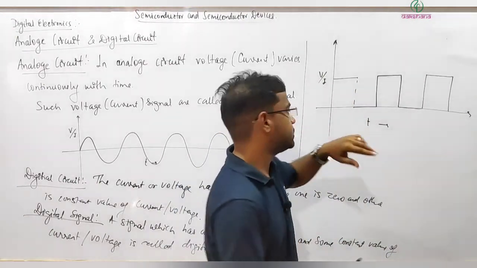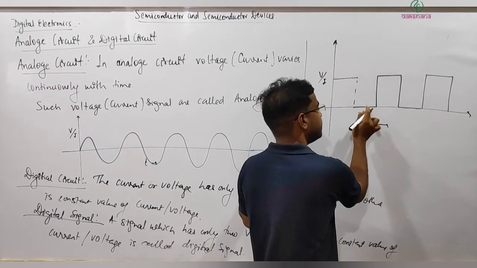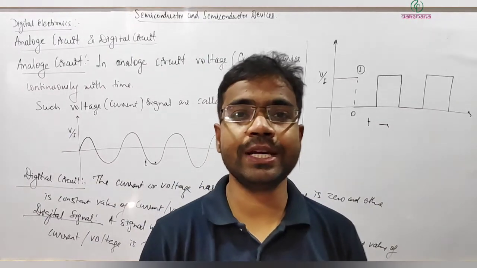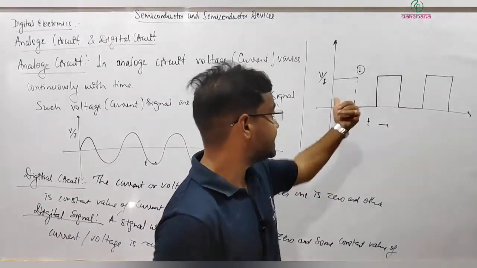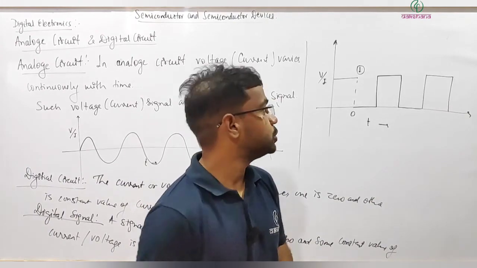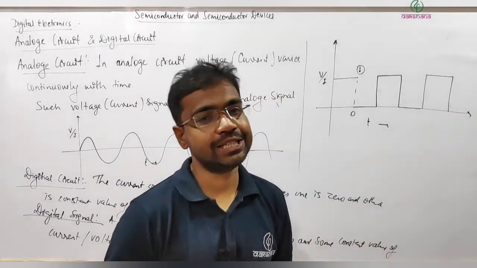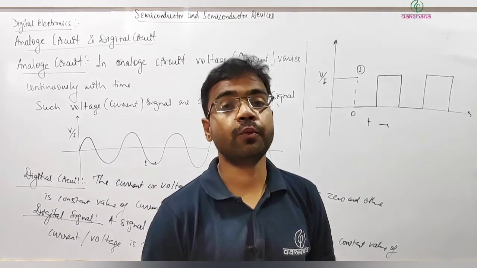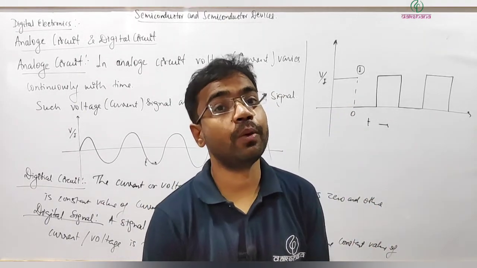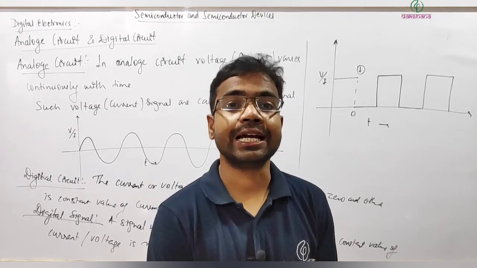Only two values will be there. So we write it basically like if I am writing low by 0, then high will be 1. Here 1 doesn't mean the voltage is 1. 1 means, in digital circuits we basically use the binary number system. So for low we will write 0, for high we will write 1. Such signals and circuits are used in our calculators and computers.